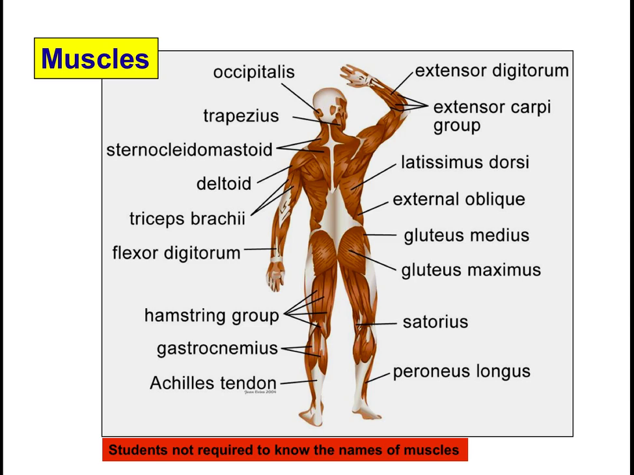I'll also point out that many of these names, while they may look somewhat foreign to you because they're in Latin, you might recognize the abbreviations. So gluteus maximus is often referred to as just the glutes. Trapezius, your traps, etc.